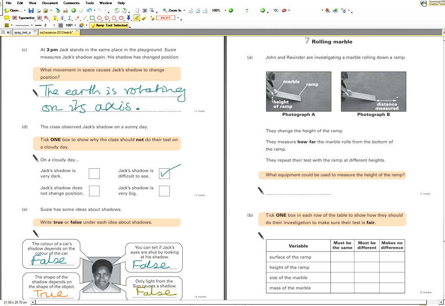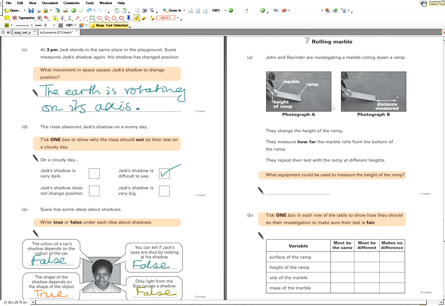Okay, next one is rolling marbles. Question number 7. Rolling marbles, I like that. Okay, I think Mr. Kamal just loves shouting out that he's got it right. I got it right, I said. Congratulations.